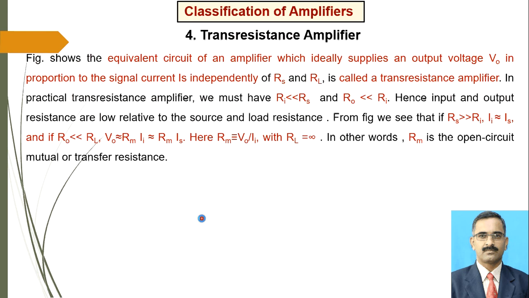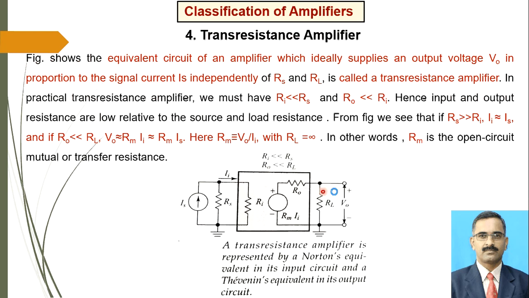Now the next one is the trans resistance amplifier. See, the name is given as the trans resistance amplifier. See how the trans resistance amplifier is shown here. In this trans resistance amplifier, Norton's equivalent circuit is considered at the input side, and Thevenin's equivalent circuit is considered at the output side, right? So this kind of amplifier circuit is called the trans resistance amplifier.